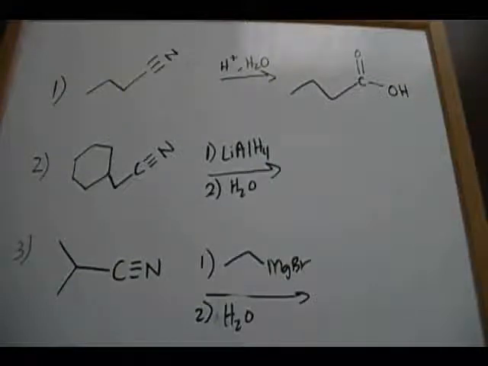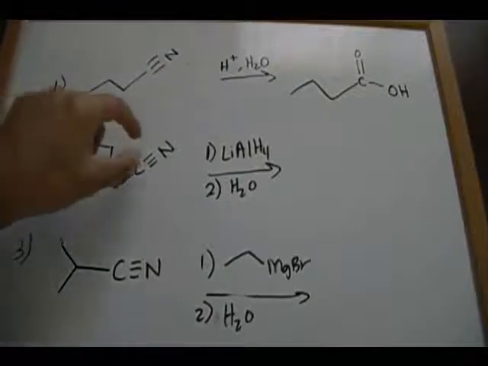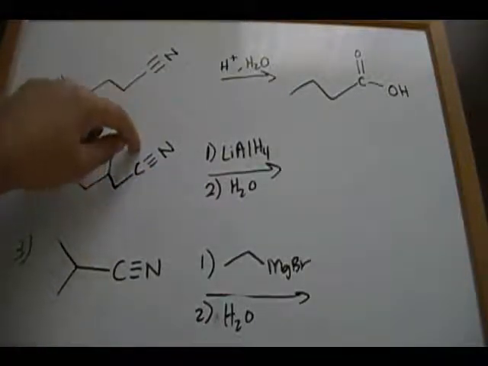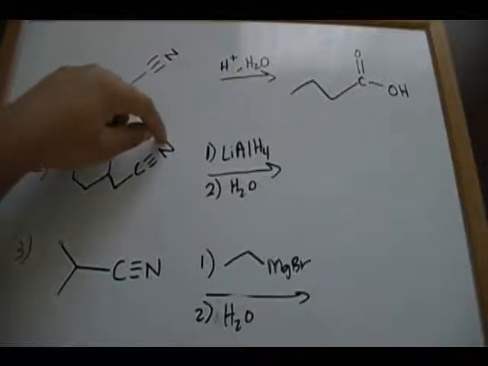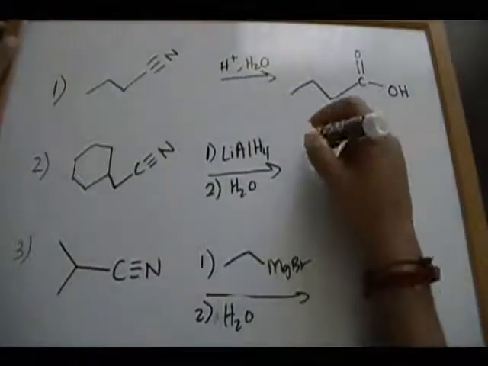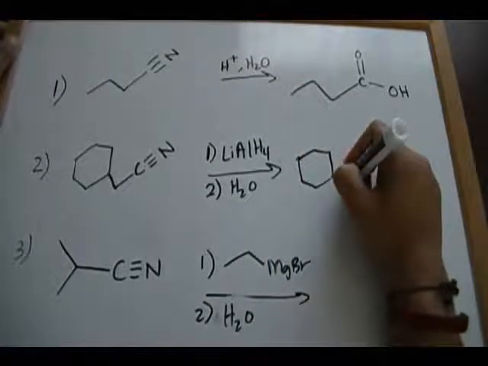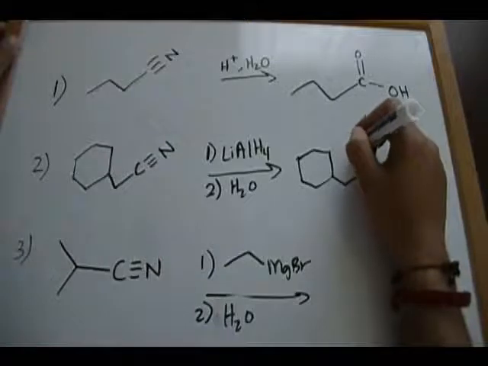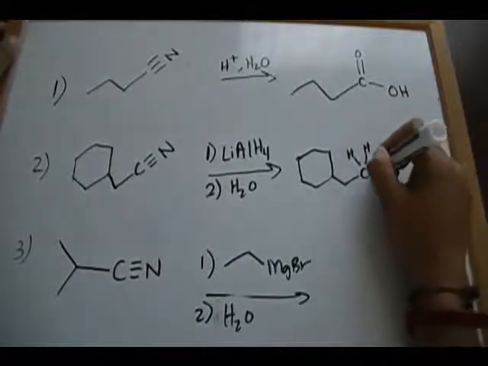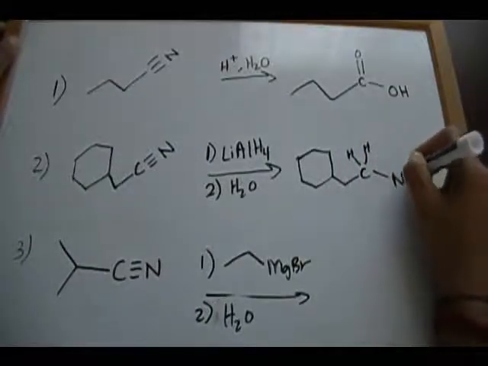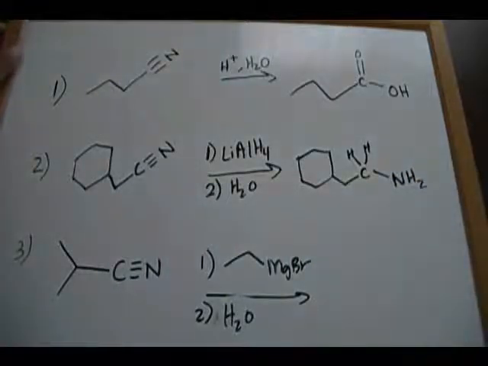Second reaction, we have a nitrile again, lithium aluminum hydride, and then a second step of water. We're going to form a primary amine. If you recall how we do that, we reduce the bond between carbon and nitrogen by 2, add 2 H's to the nitrogen, and we get our primary amine. So it looks something like this. Carbon, there's an H, attached to the nitrogen, and H2. It's as simple as that.